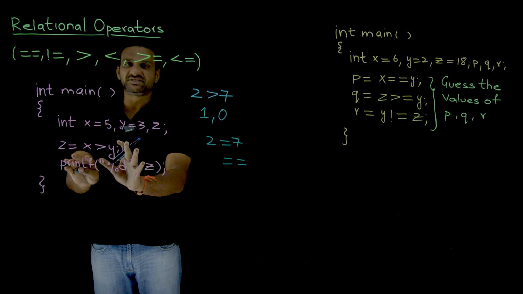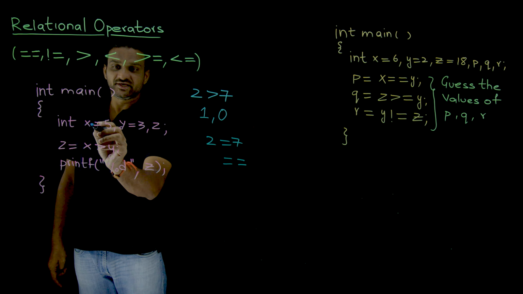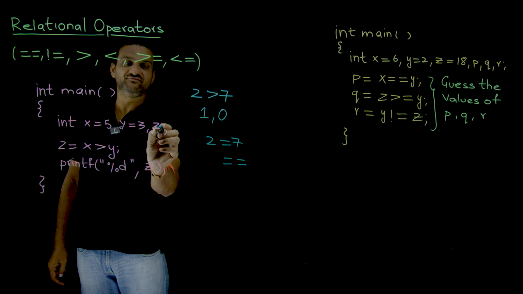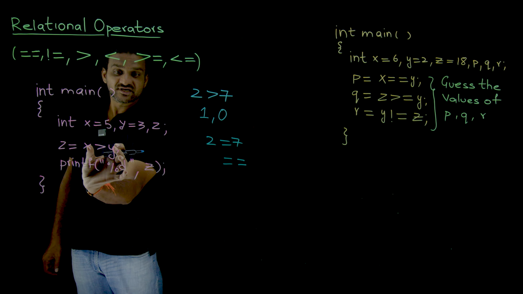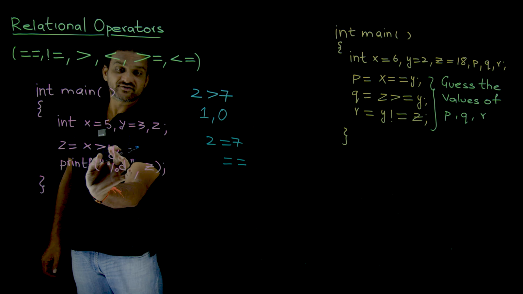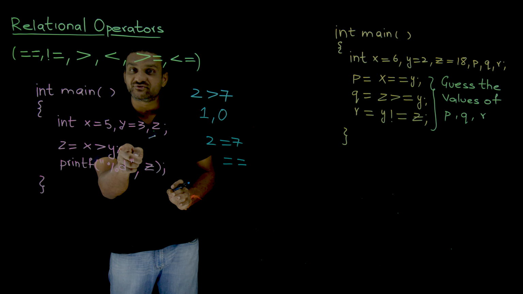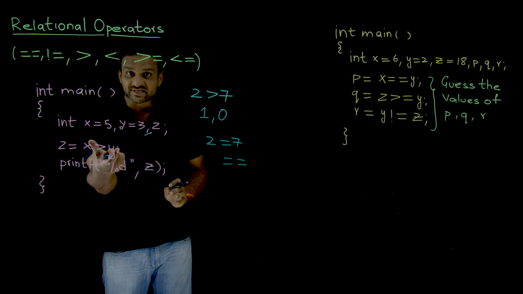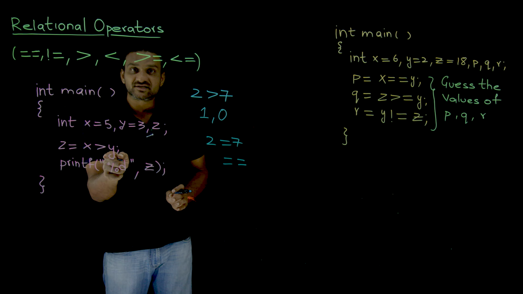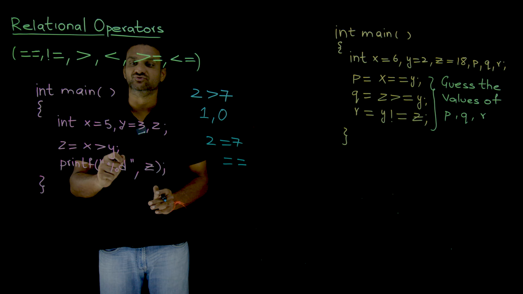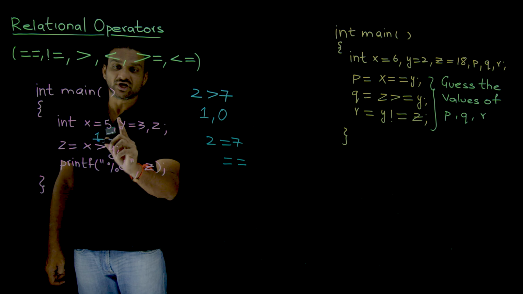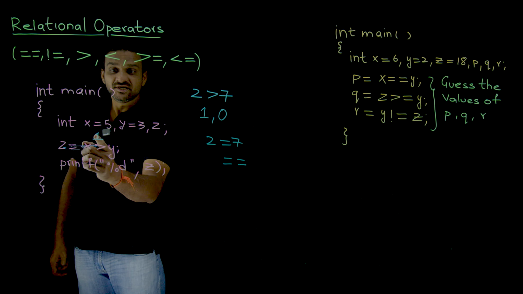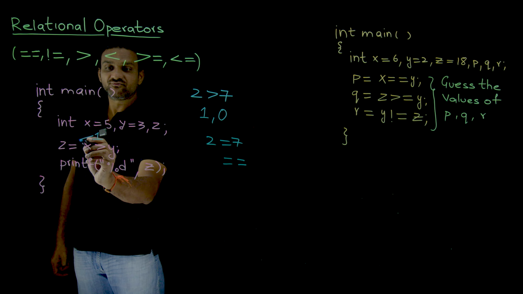In this example, a very simple example I have taken. Here the value of x is 5, y is 3, and we have taken another variable z. Now we are assigning the outcome of this relational operator x greater than y. Can you guess what is the outcome of this comparison? The outcome of this comparison is true. 5 greater than 3. Is it true? Yes, it is true. Now the outcome of this is going to produce 1. If it is true, the outcome is 1. Now z is going to be assigned the value of 1.